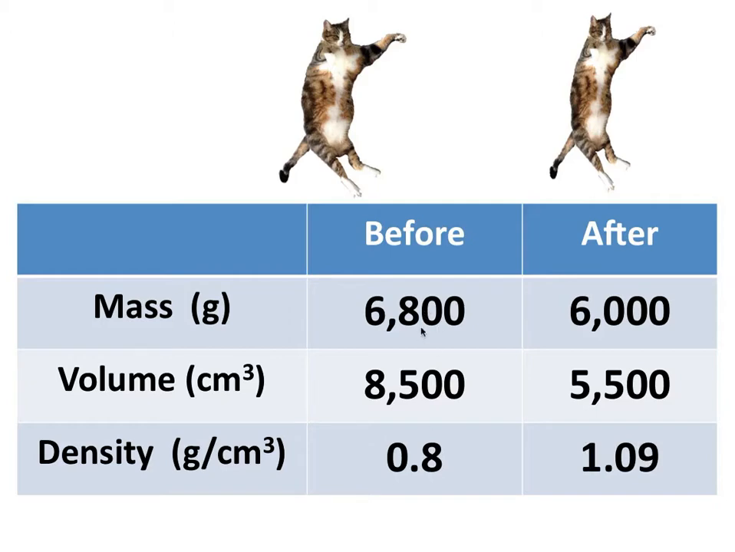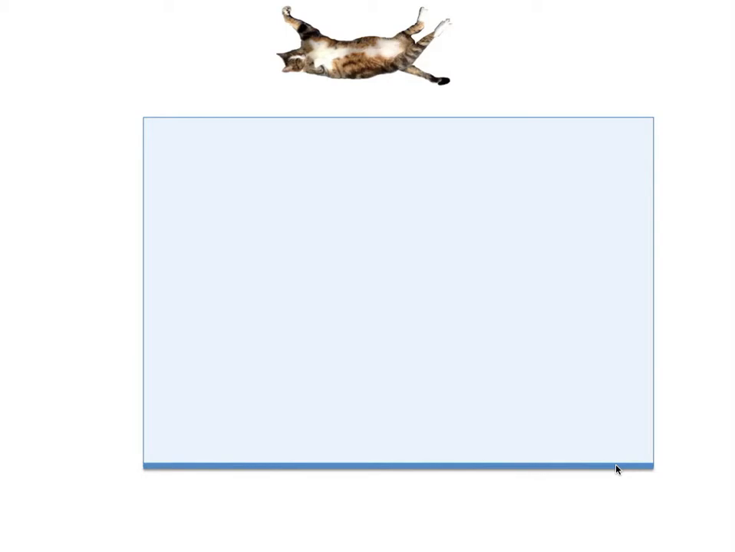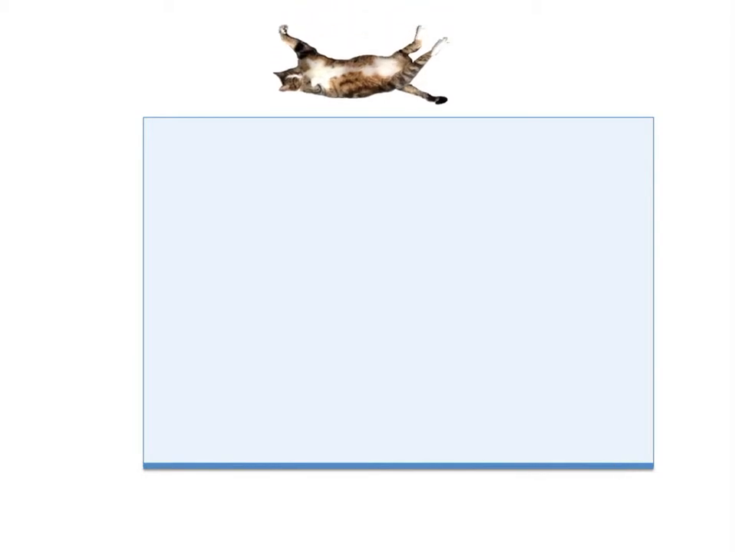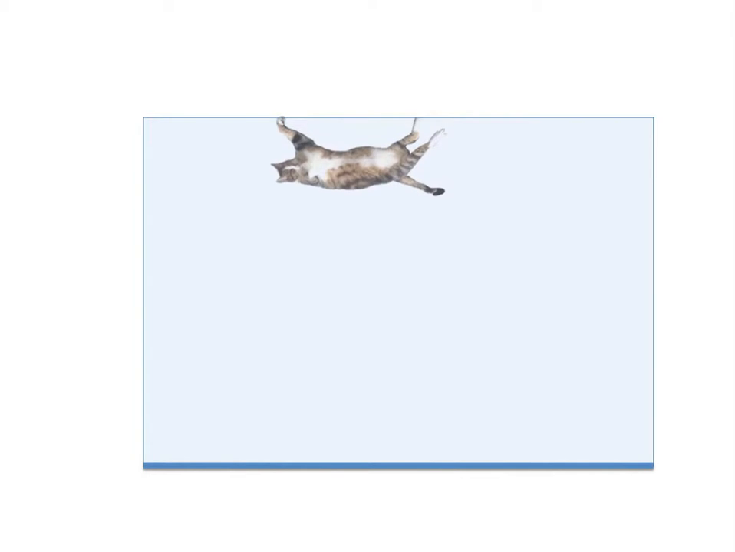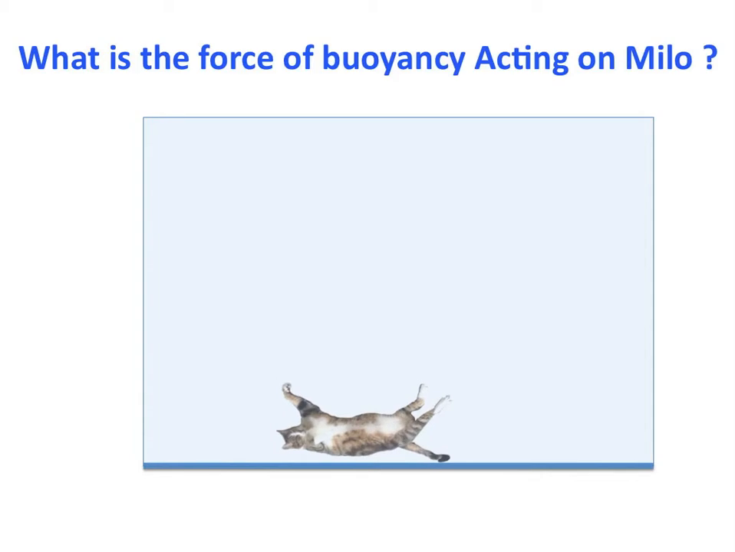Now, of course, you can just look at this, and 6 over 8 is less than 1, and 6 over 5 is greater than 1, and now he has a density of 1.09. So now if we put him in water, I think you can predict what would happen. Having a density greater than 1, he would go down to the bottom, and he'd have to swim his way back up to the top.